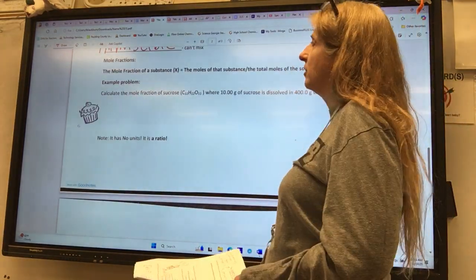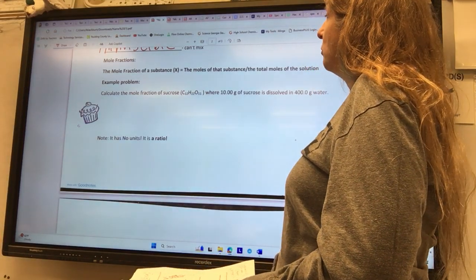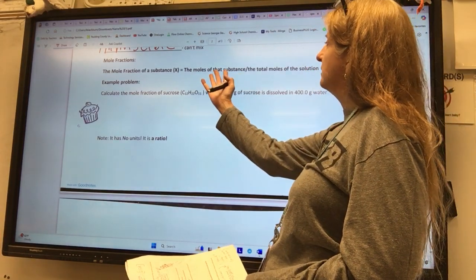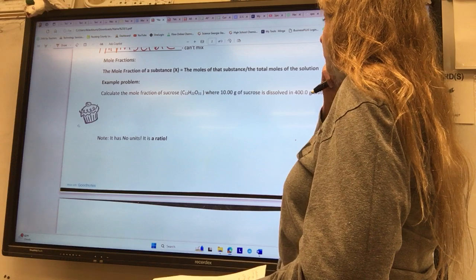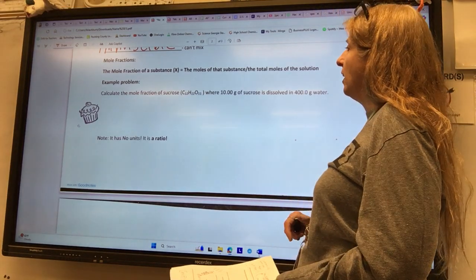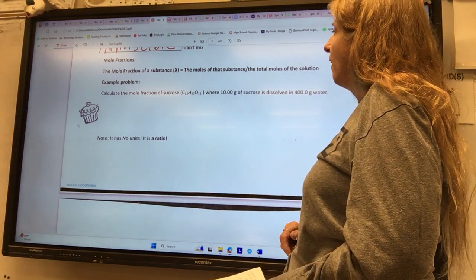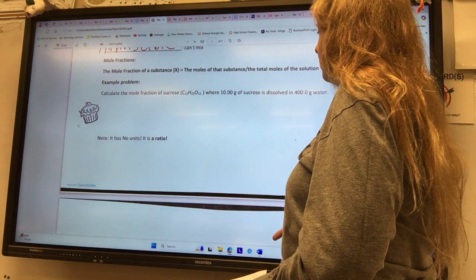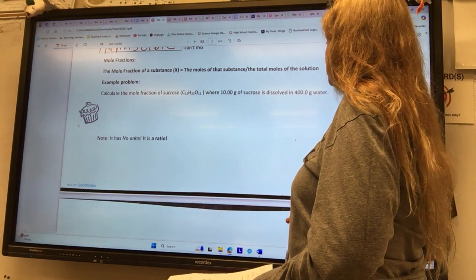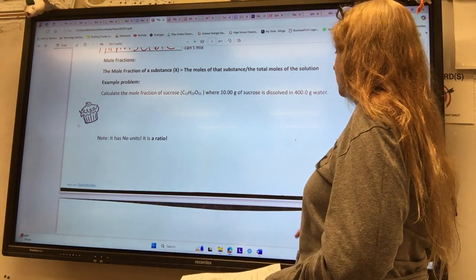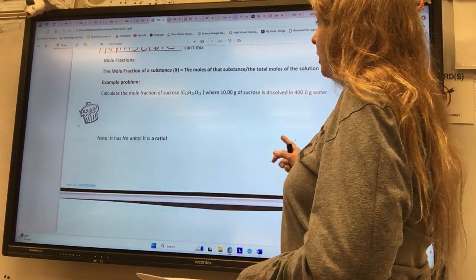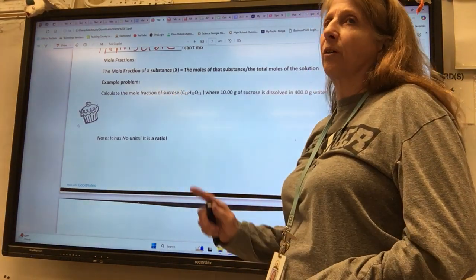All right, so mole fractions. One of the things you can calculate is the moles of a substance in the total moles of the solution. For example, calculate the mole fraction of sucrose, sugar, where 10 grams of sucrose is dissolved in 400 grams of water. So notice it's called mole fraction, not gram fraction.